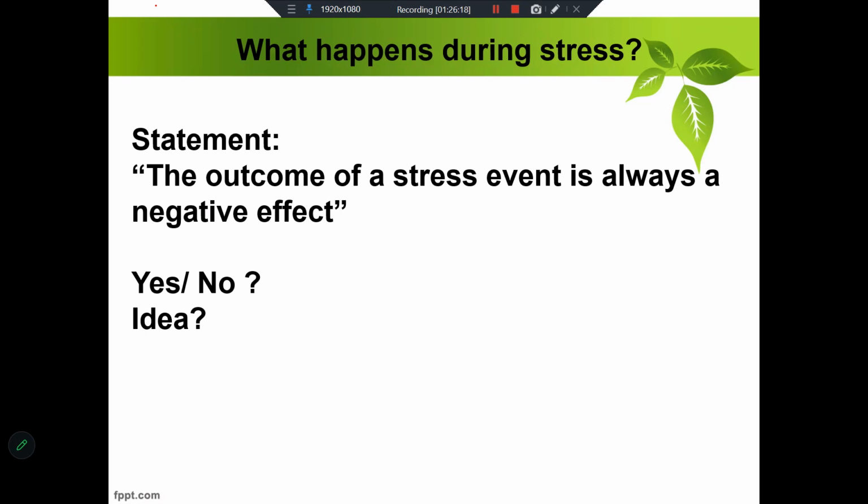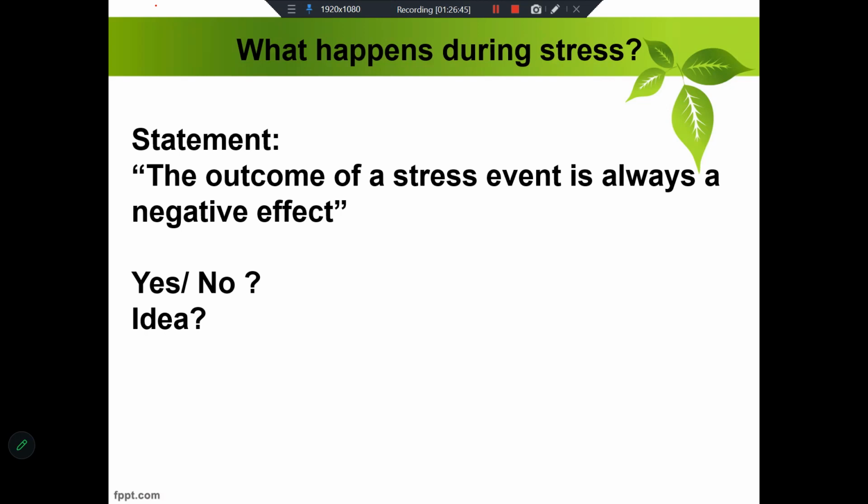Okay, and then in the next month they are exposed to a drought condition, but still the first developed mechanisms will be helpful for them. Therefore, we cannot say that the outcome of a stress event is always a negative effect. There can be some positive effects too. Okay, so that is, your answer is correct.